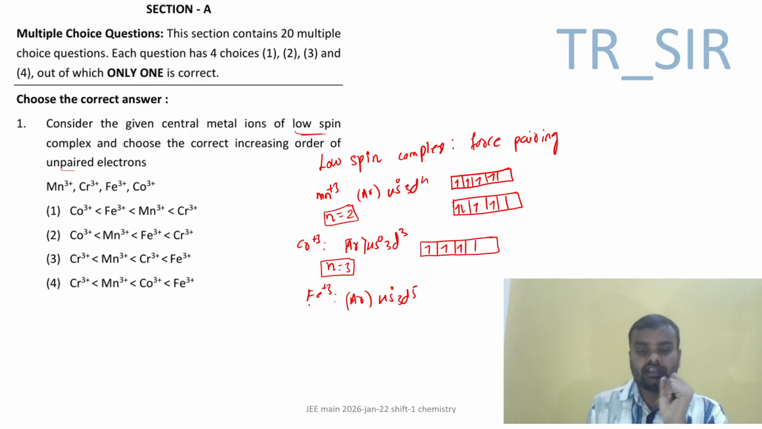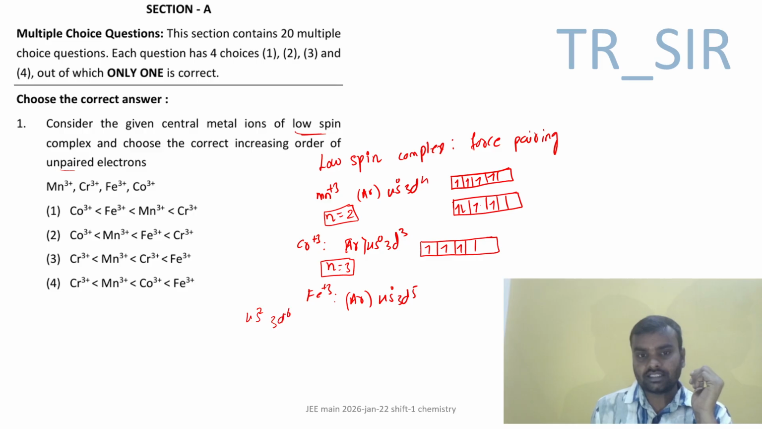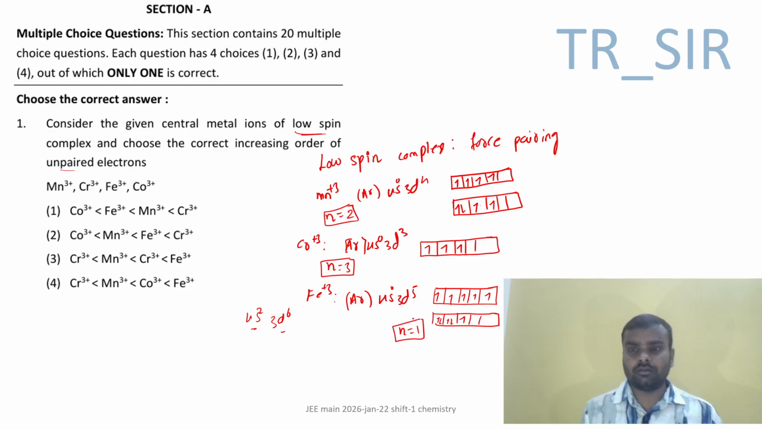In the case of iron, atomic number is 26. It loses 3 electrons from the 26, so 23 electrons are there. It will be like this: 4s2, 3d6. 3 electrons, 2 from this one and 1 from this one. So 3d5 you have. When you have 3d5 configuration, do the force pairing. 1, 2, 3, 4, 5. So what will we get here? 1, 2, 2, and this one. So here n is equal to 1 will be the number of unpaired electrons.